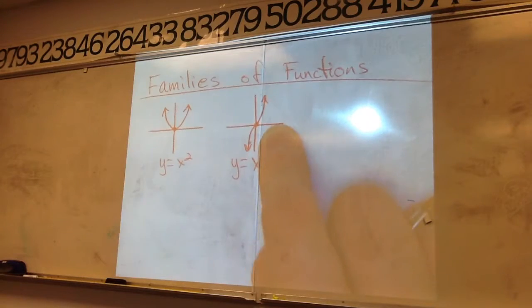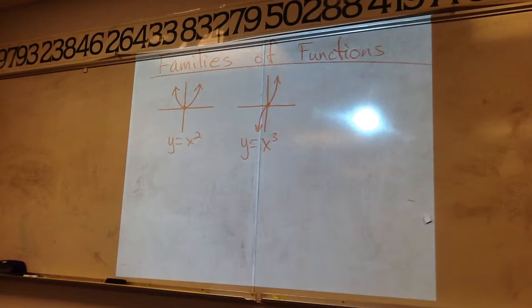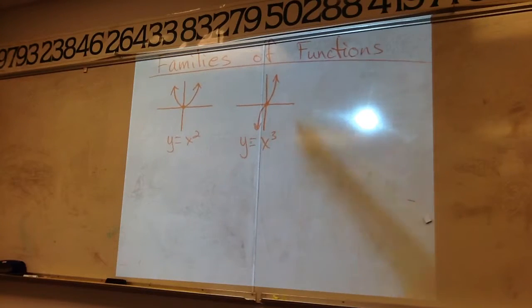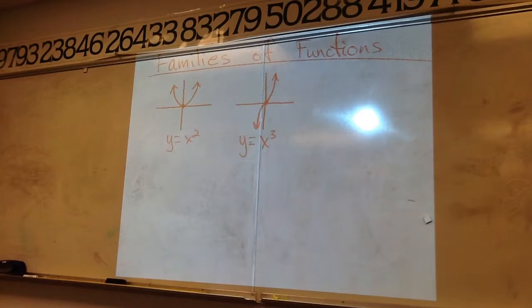They look like that one. If you go to the left, they go down. If you go to the right, they go up. They could have squiggly stuff in the middle too. But just in general, all the odd powers are going to go eventually down to the left and up to the right. What graph is that called specifically?